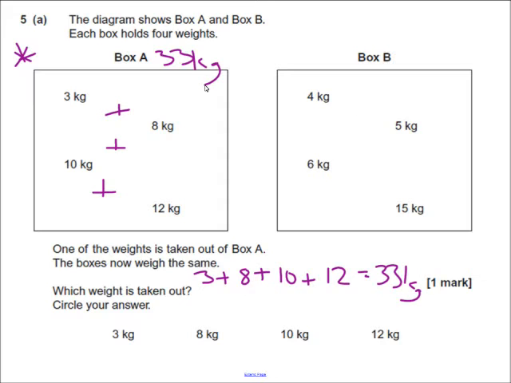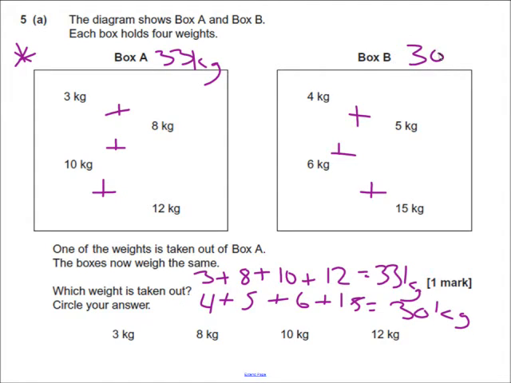Do the same for box B, where you add the 4 to the 5 to the 6 to the 15. So 4 plus 5 plus 6 plus 15 gives us 30 kilograms. So box B weighs 30 kilograms. So in order to take out a weight from box A to make it the same as box B, it has to be the 3 kilogram weight. So you would circle the 3 kilogram weight, and now the two boxes weigh the same.